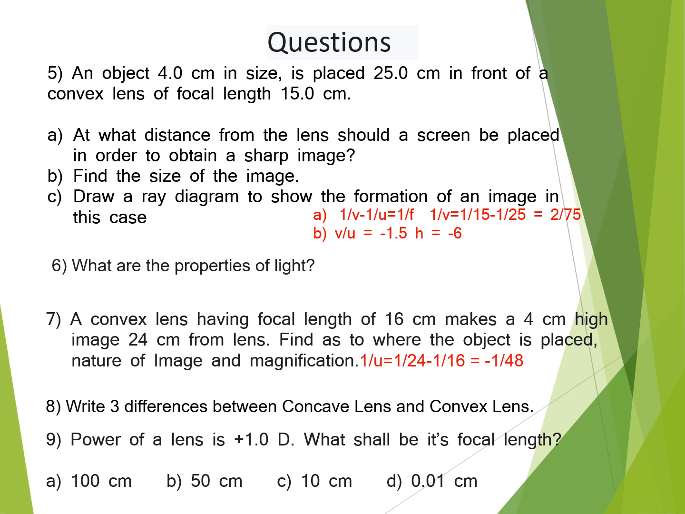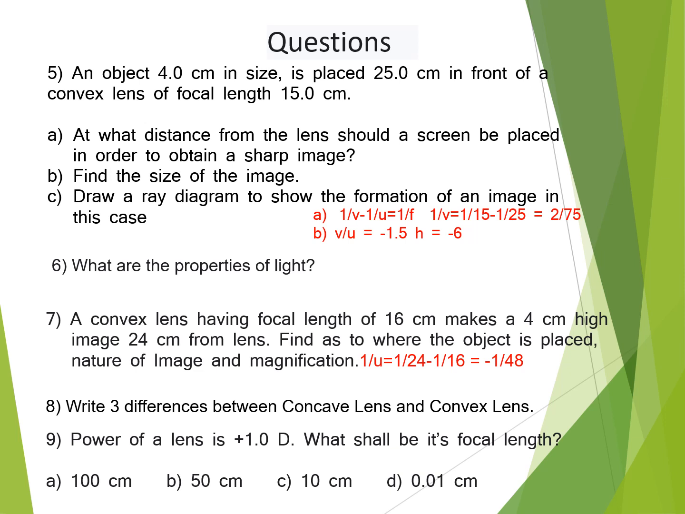So we know now what is U, we know what is V. U is minus, that means U is going to be on the left side. V is plus, it is going to be on the right side. And we can make the image, because the image is bigger, it is an enlarged image. The object was 4 centimeter and the height of the image was 6 centimeter.